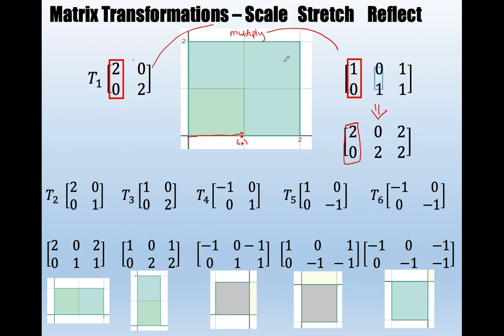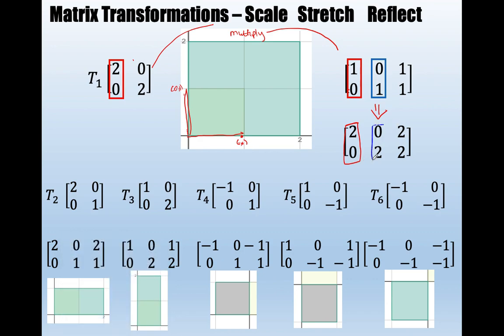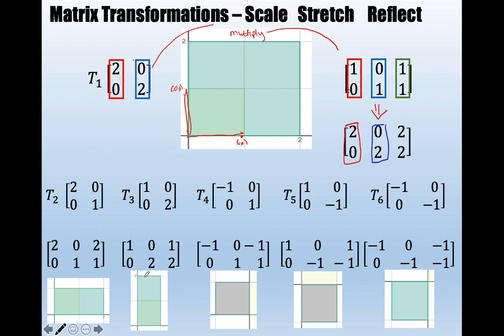And then look at my original unit vector in the y direction was 0, 1. And it ended up becoming 0, 2. But look at the column of my transformation matrix. And now, hold the phone, I've got 1, 1. That's the third column.